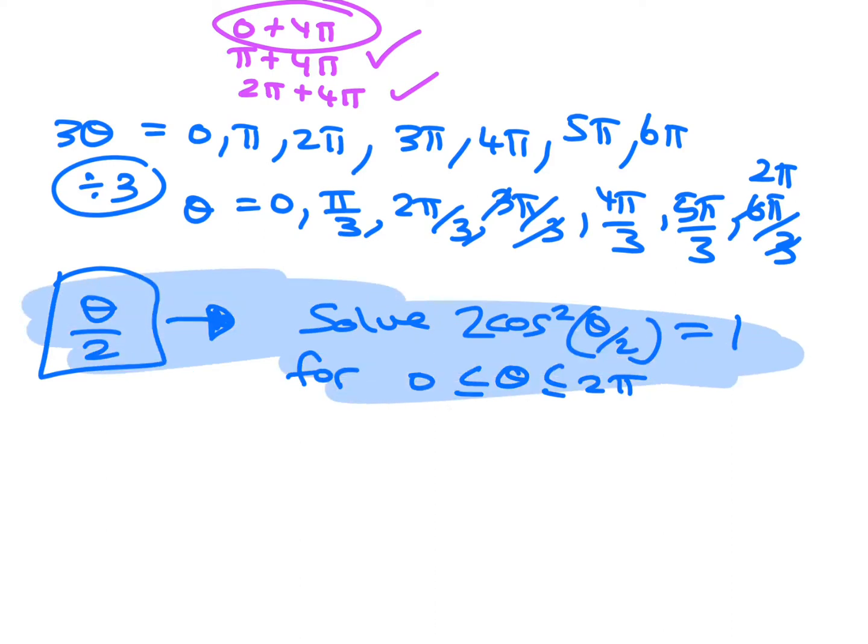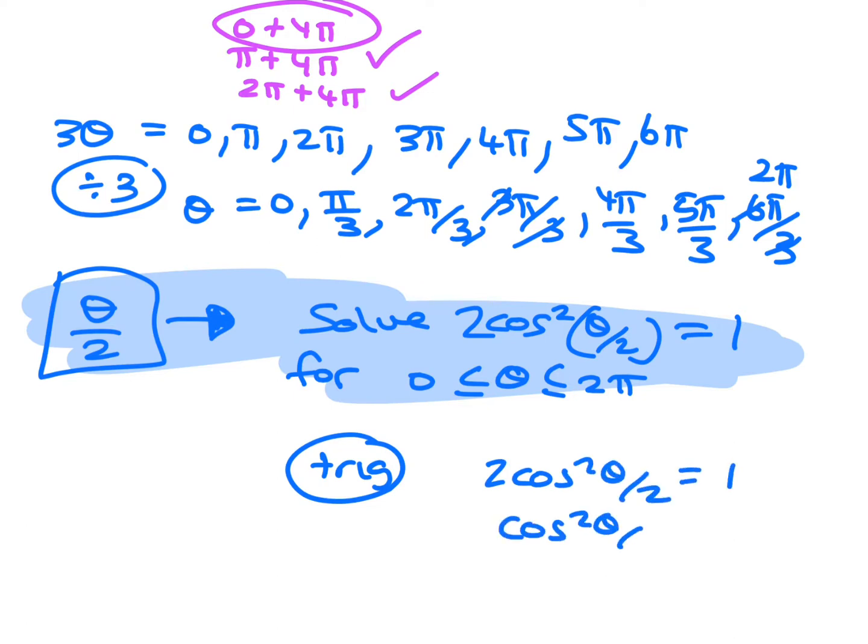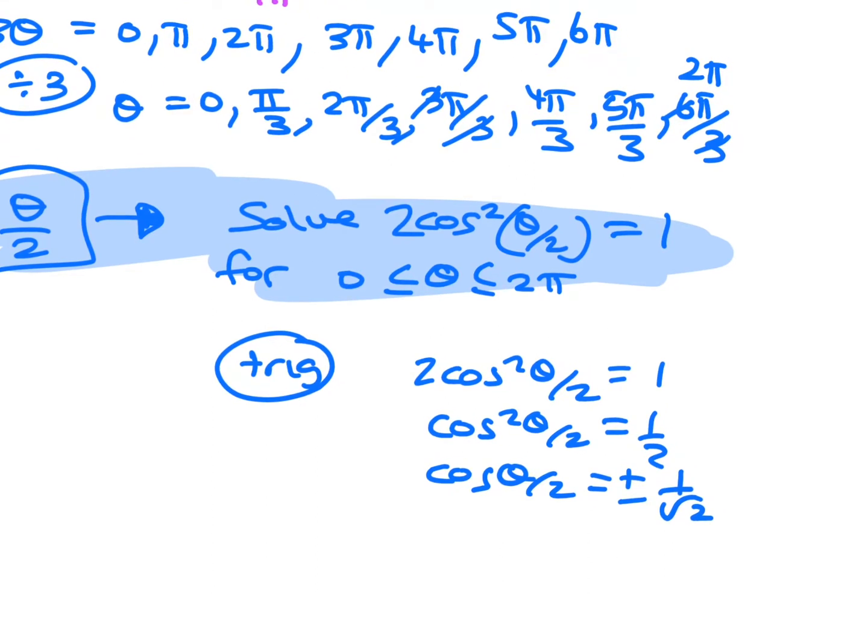There's the equation. Alright, so first of all, we have to solve for our trig function again. So 2 cos squared theta on 2 equals 1, cos squared theta on 2 equals a half, cos theta on 2 equals plus or minus 1 on root 2. Okay, so that means that it is in every quadrant.